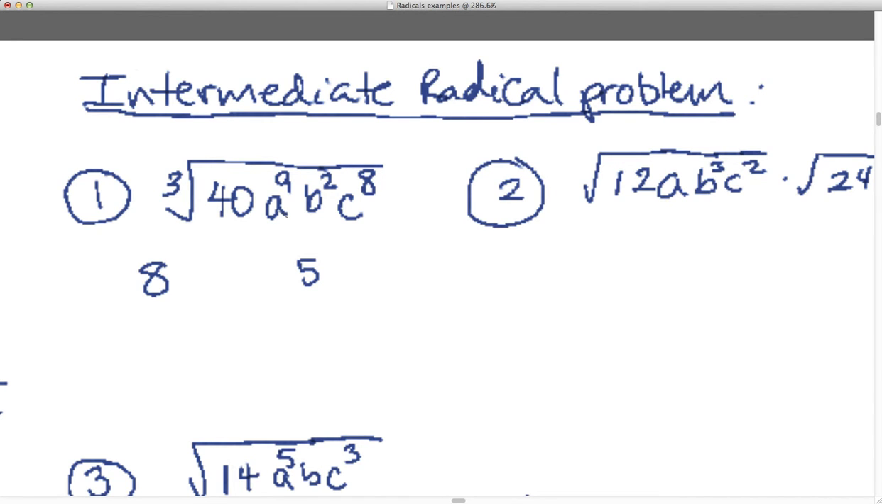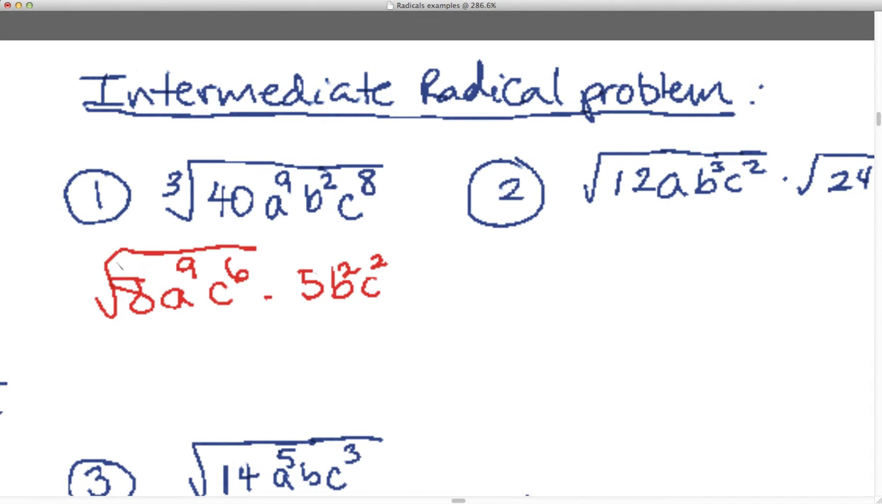The largest power of A divisible by 3 is 9. Ooh, I should write my answers in red, sorry. Let me backtrack a little bit. So there's the 8 and the 5. And then the largest power of A divisible by 3 is 9. B has nothing divisible by 3. And then C, let's see, 6, right? And then you're going to have 2 of them left over. The idea is that if you were to multiply this back, you would get this up here.